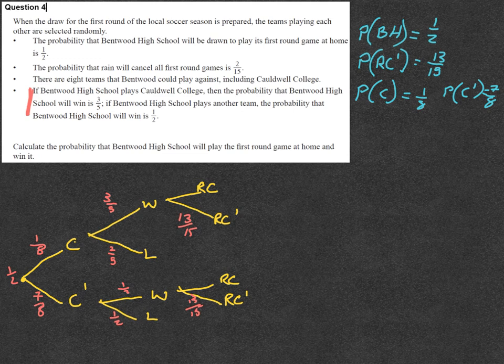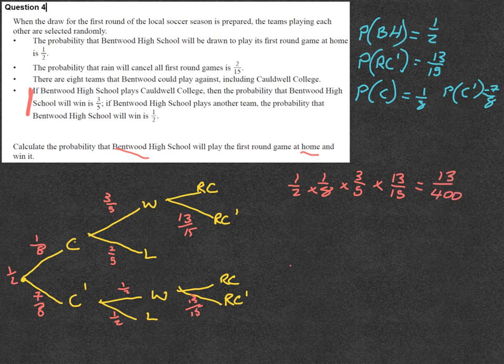We also know we've got this half at the end here. We are assuming that Brentwood High School will play the first round game at home, so that's 1/2, and will win it. So if they play their first game at home, we've got 1/2 times, if they play Caldwell, that's 1/8, and they win, that's 3/5, and it's not cancelled, 13/15ths. That means they've played their first game at home against any opposition. In this case, it's against Caldwell, and they win it. And it's got to be that the game is not cancelled. So we get that, and that equals 13/400.